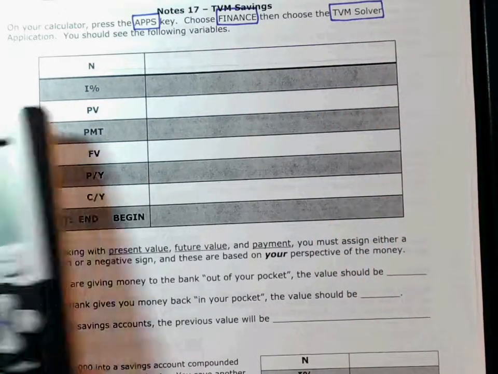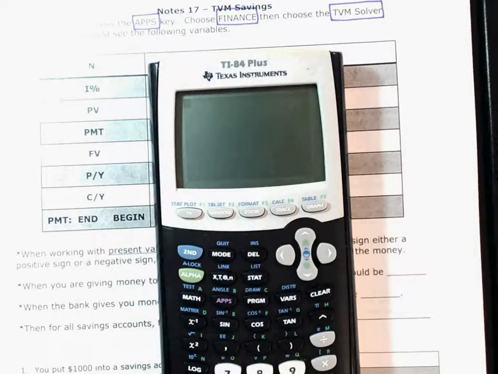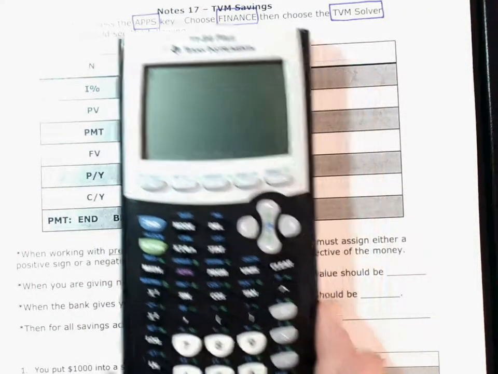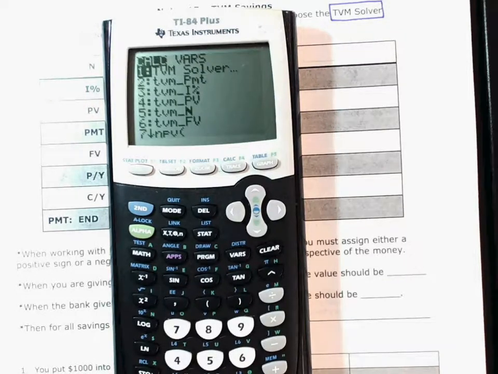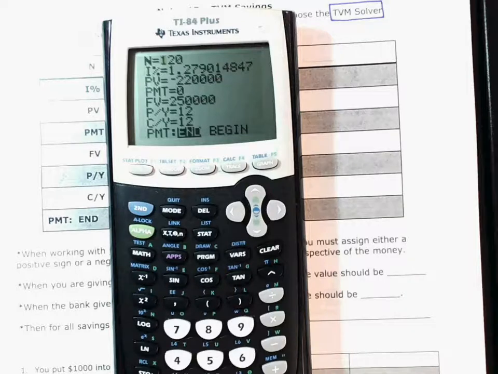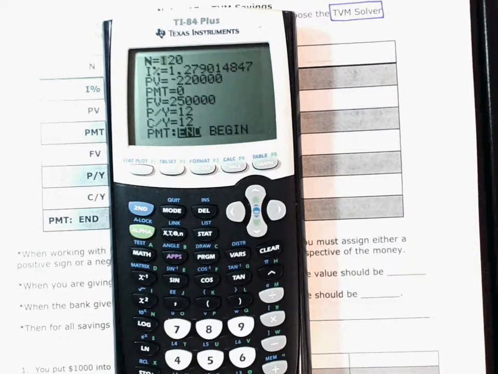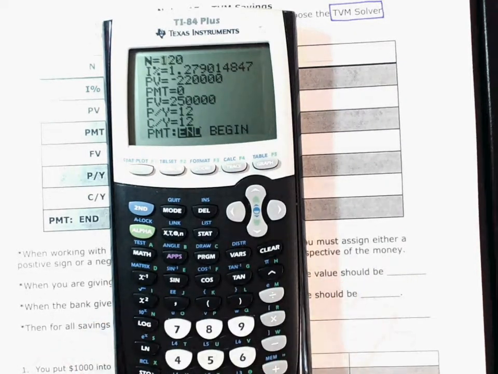So ready? If you don't have one, you're not going to be able to do this by hand. If you need to go grab one, I'll show you one more time. Apps. Enter. TVM solver. Enter. Everybody good? Okay, so I'm going to have you write down what each of the things stands for. The good news is if you learn this today, the rest of the week will be a piece of cake, because we're doing the same TVM solver with different types of things, but the solver part's the same.